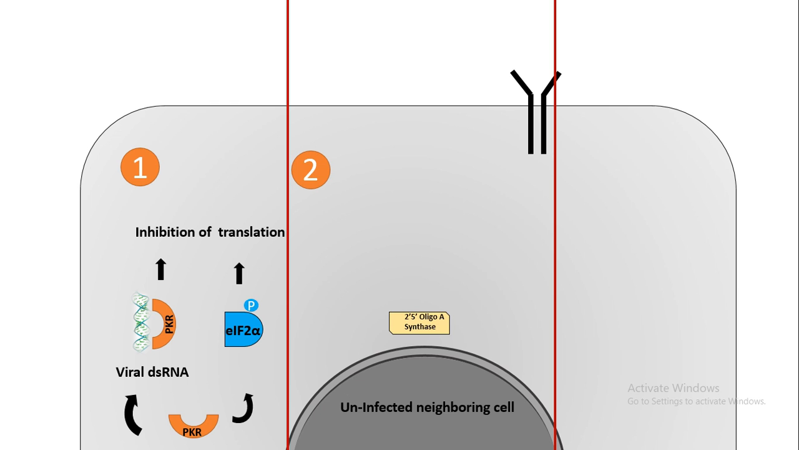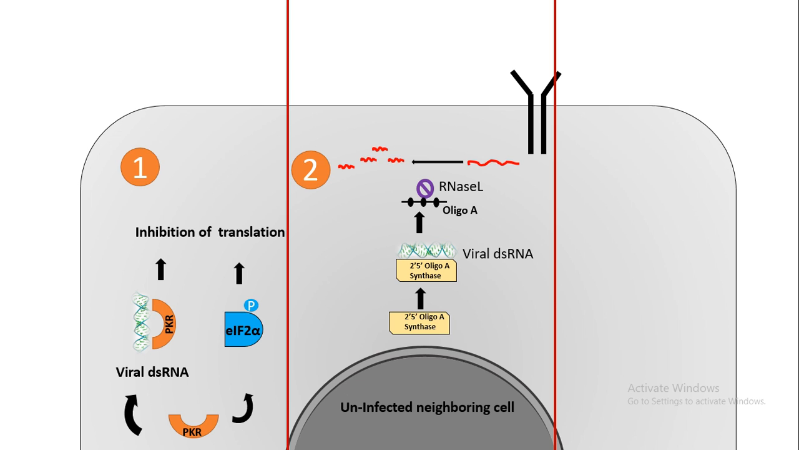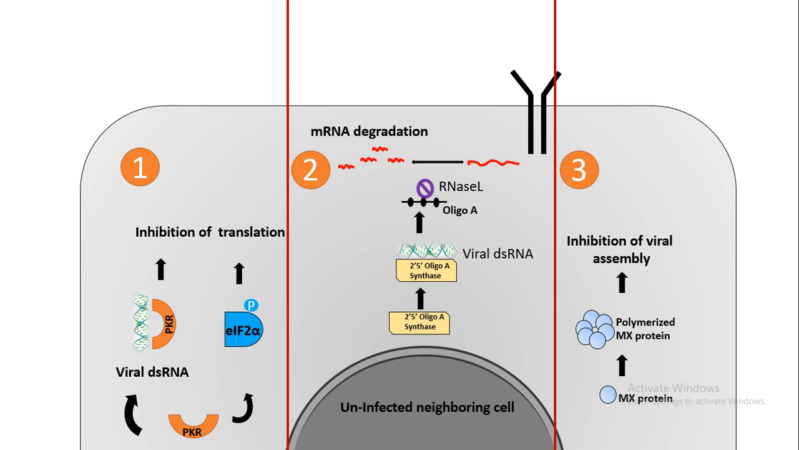The second strategy is forming 2',5' oligoadenylate synthetase, which binds with viral dsRNA and makes it degraded by RNase L activity. So the mRNA is degraded and no viral protein is formed. In the third strategy, Mx protein gets polymerized and inhibits viral coat assembly, such that several life processes of the virus could be interfered with by these interferons, and hence their name is interferon. Next family is the chemokine family.